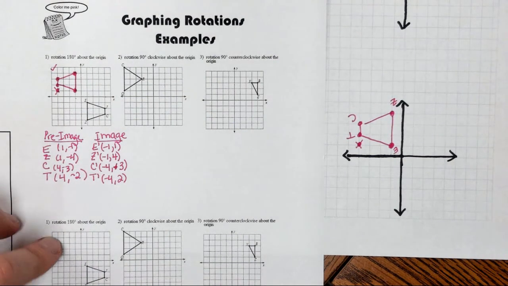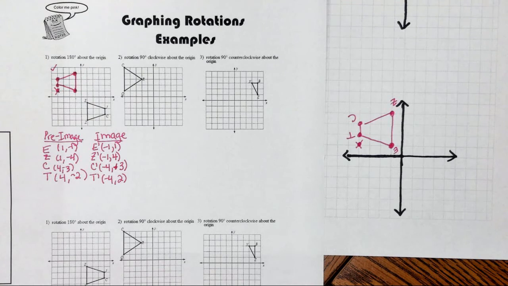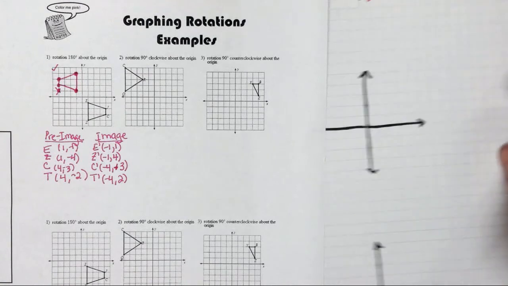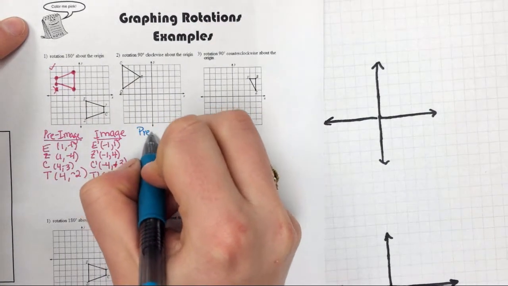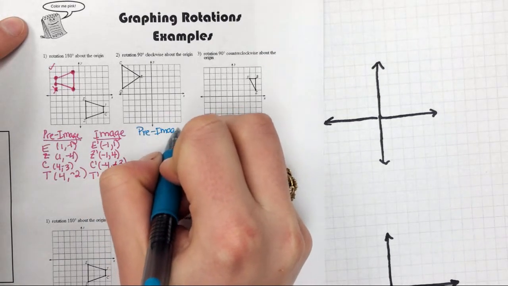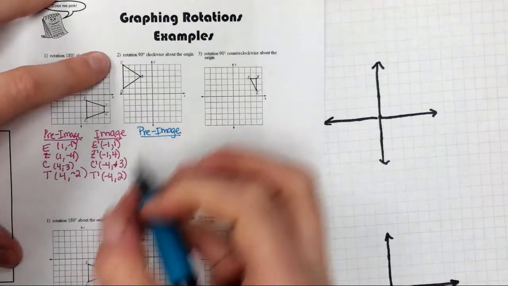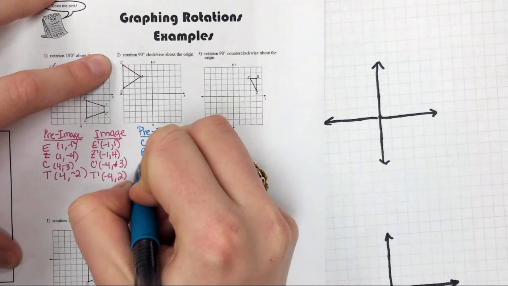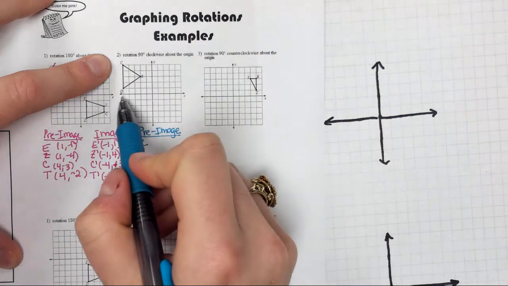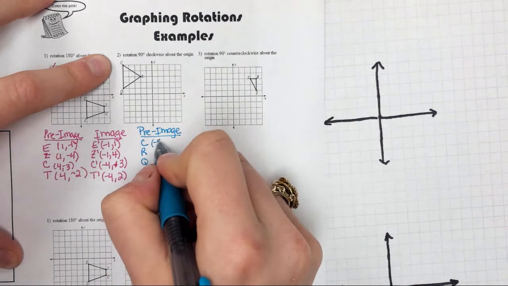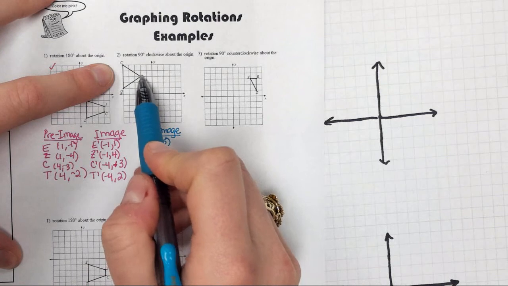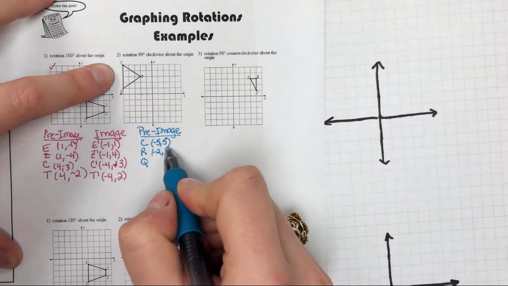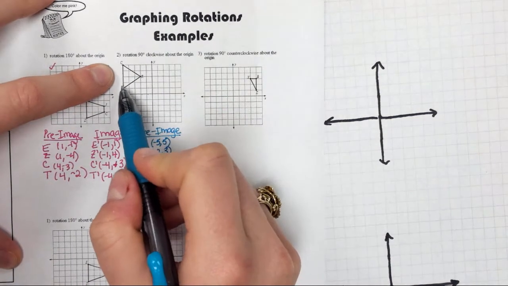Right, I'm going to change colors here to do the second example, so it's a little bit easier and they don't get too confused. For example number 2, I'm going to start by writing down the coordinates of my pre-image. I have a triangle this time. Coordinates of my pre-image are C, R, and Q. C is at the point -5, 5. R is at the point -2, 3. And Q is at the point -5, 1.